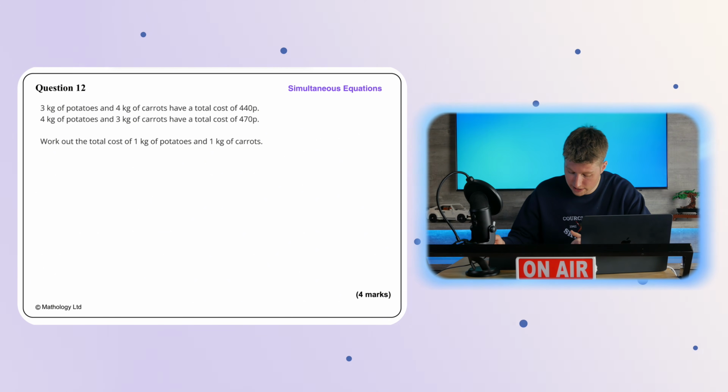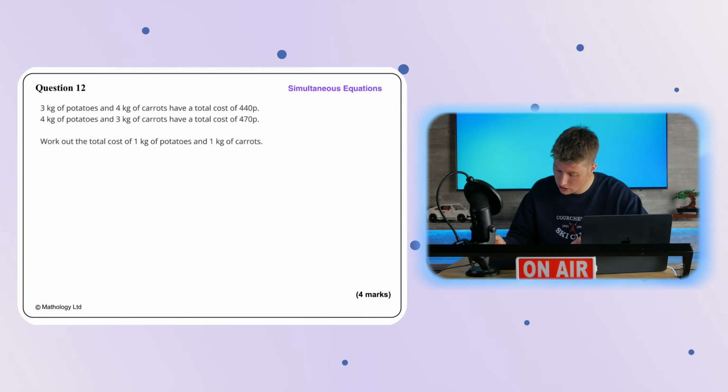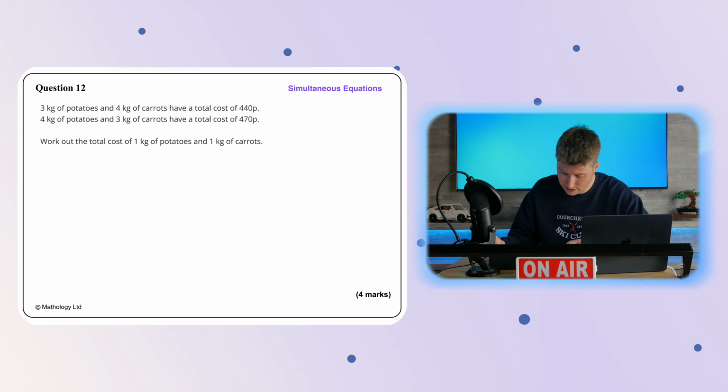Question 12 says 3 kilograms of potatoes and 4 kilograms of carrots have a total cost of 440 pence. 4 kilograms of potatoes and 3 kilograms of carrots have a total cost of 470 pence. Work out the total cost of 1 kilogram of potatoes and 1 kilogram of carrots. So this is a simultaneous equation in disguise.